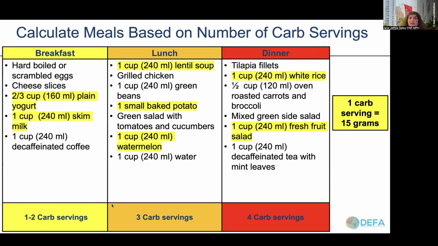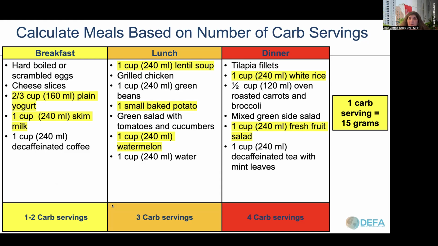So the person could make a scrambled egg with cheese, and that doesn't count, and they can have their decaffeinated coffee with it. They could have extra cheese if they want on the side, or some non-starchy vegetables with it, even a salad. But the yogurt would matter, the skim milk would matter, the cereal would matter if they're eating cereal or pita bread or whatever they're going to have, all counts.